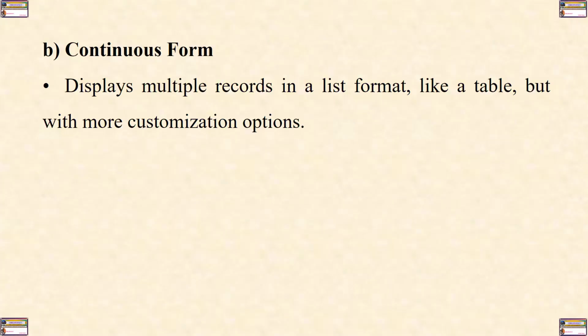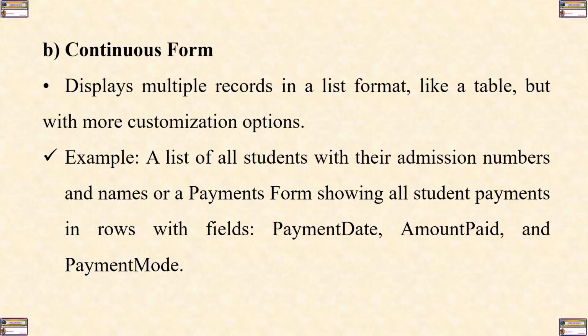Number 2 is what we call continuous form. What is a continuous form? This is a form that is used to display multiple records in a list format, like a table, but with more customization options. An example would be a form which lists all students with the admission numbers and names, or a payments form showing all students' payments in rows with the fields, which may include the payment date, the amount paid, and the payment mode.